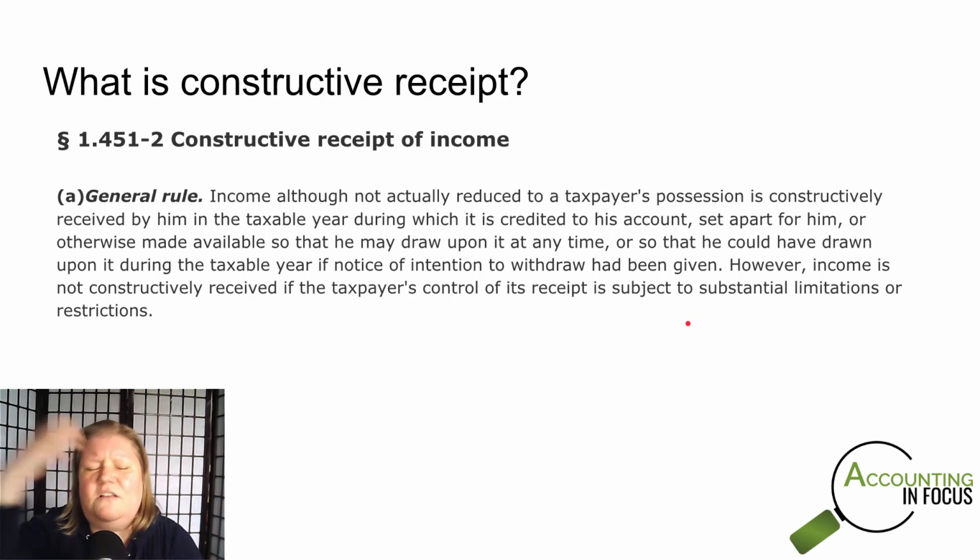So let's think about this because there's a lot to unpack here. Here's what you've got to think about. Has it been credited to his account? That means, has it actually been deposited? These are things like actual deposits into the account. Has it been set apart for him? This has been interpreted to mean things like if you have a check in your hand, then that is constructive receipt because the money has been set apart for you.